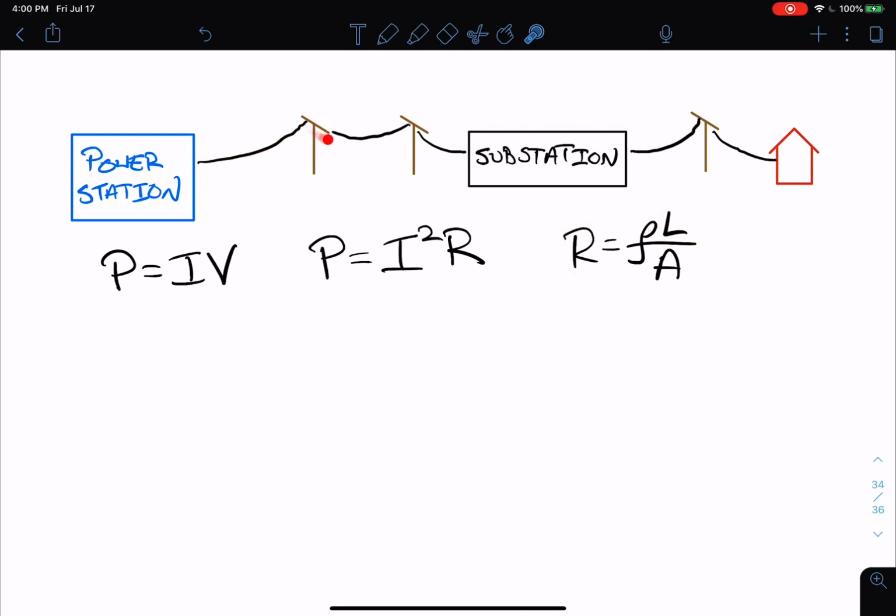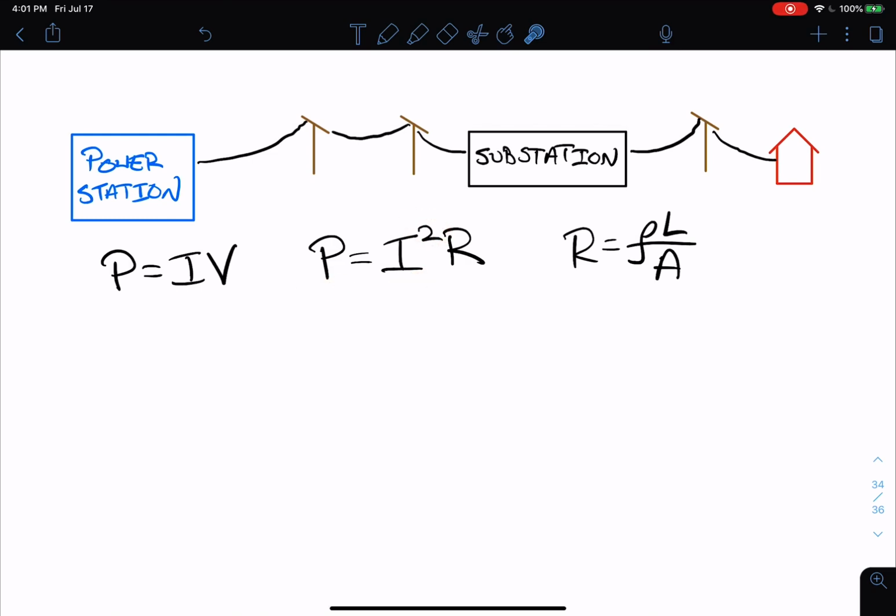Unfortunately, the power lines have to stretch, miles, many miles. So L is going to be big. And since L is big, that's going to increase the resistance. But we can choose power lines with a large gauge, and that will decrease the resistance. So that's what they do. They choose an appropriate material to keep the resistivity small, and they choose large gauges so that the resistance is as small as possible.